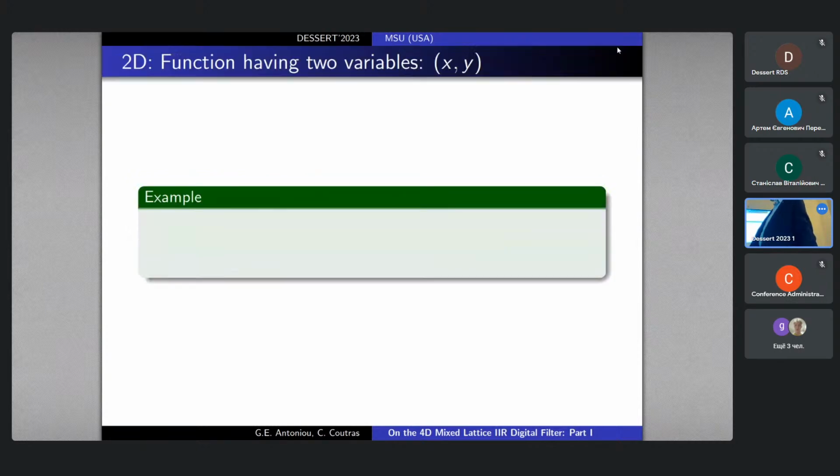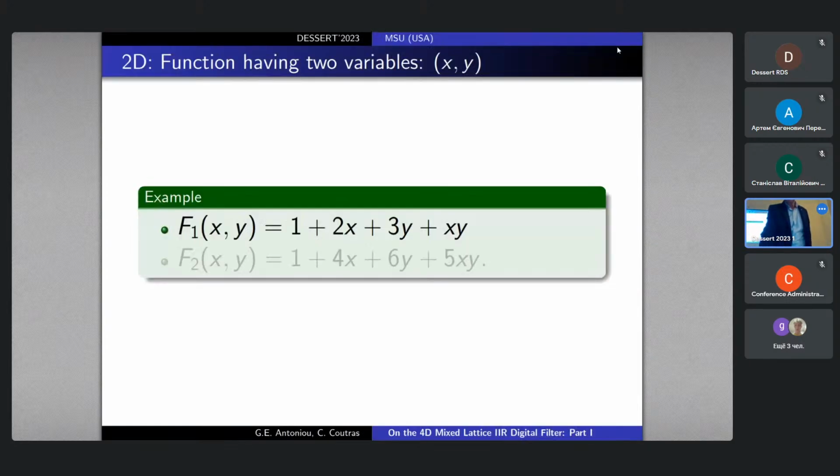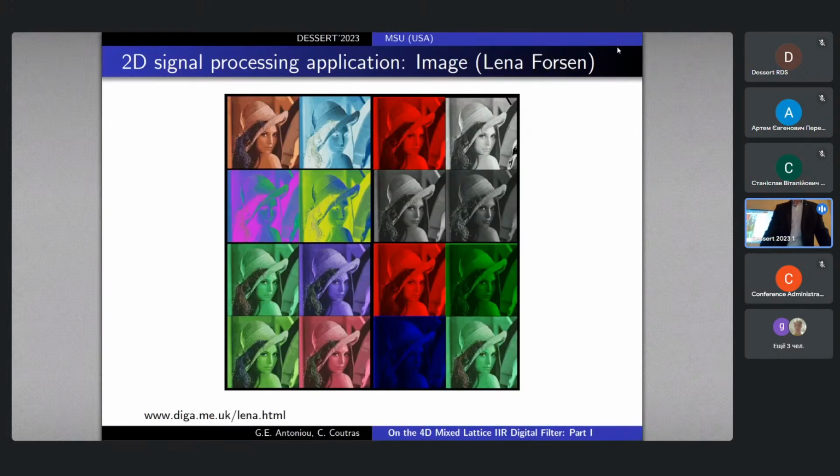2D dimensions. A 2D function, 1, 2x plus 3y plus xy. 2 dimensions, okay? 2 variables, 1 x, 1 y. Also this is another function, 2 dimensions. What is a 2-dimensional system? It is an image.